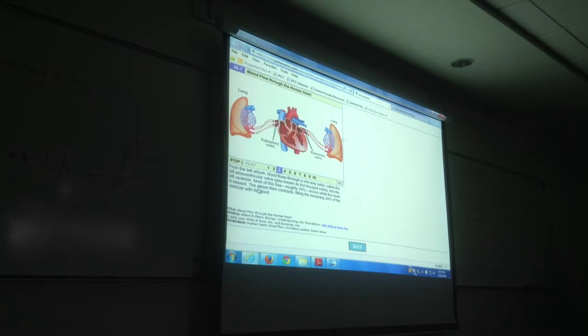From the left atrium, blood flows through a one-way valve called the left atrioventricular valve, also known as the bicuspid valve, into the left ventricle. Most of this flow, roughly 70%, occurs while the heart is relaxed. The atrium then contracts, filling the remaining 30% of the ventricle with its blood. We'll do that next time.